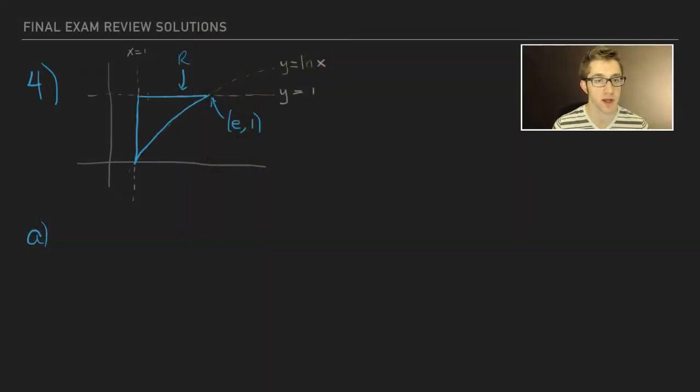I have this triangular region where, okay, it's not really a triangle because this edge here is actually the curve y equals ln x, but it's bounded on the left by x equals 1 and on the top by y equals 1. Part A just asks for the area.